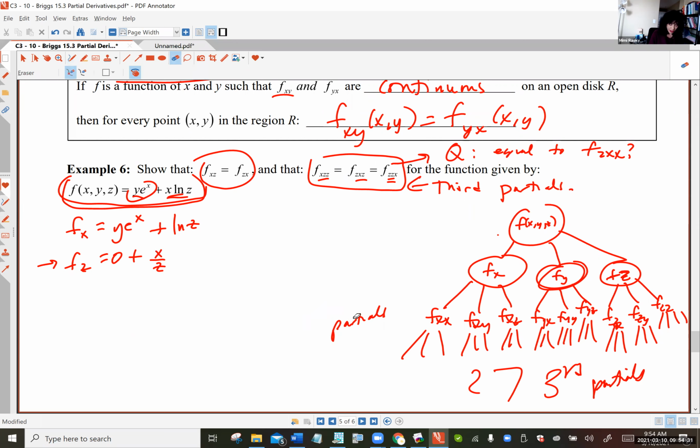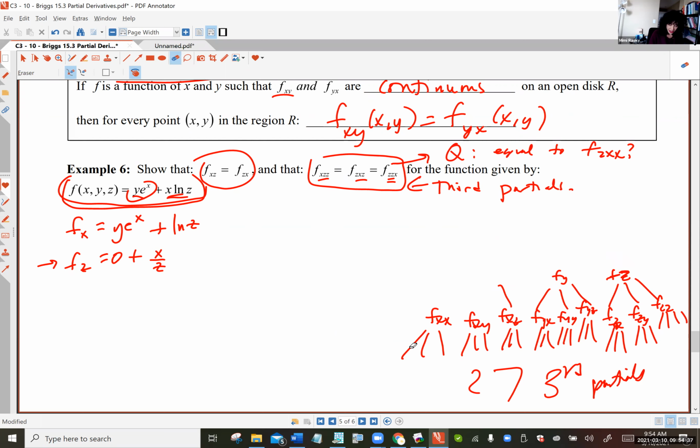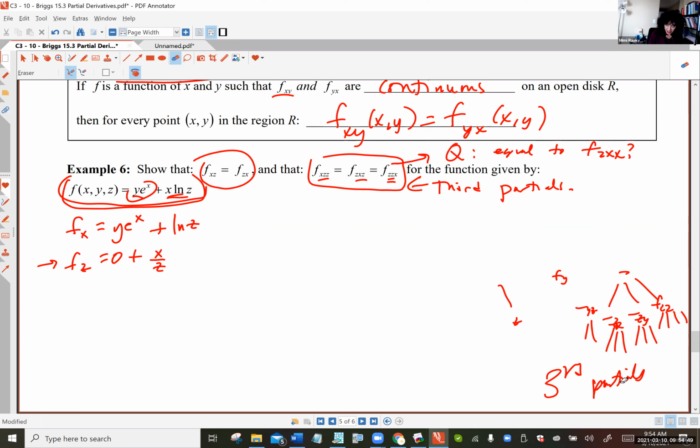So now what? Well, if we're going to do the first mini proof, we're going to show that the mixed partials fxz and fzx are equivalent. Okay, so to get fxz, you use fx, which we already got. And you're going to take his partial with respect to z. Okay, so here's fx right here. Oops, still in erase mode.